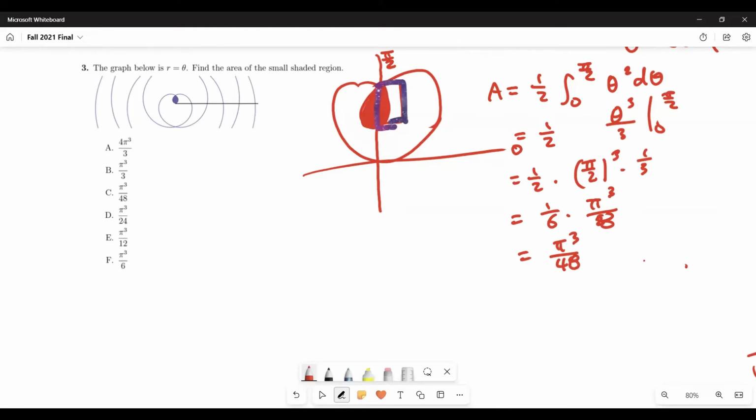But we only found the half. And we want to find the other half, which is symmetrical, which is why you do 2A, which is pi cubed over 48 times 2, which is pi cubed over 24, which is the answer choice D. So the answer is D.